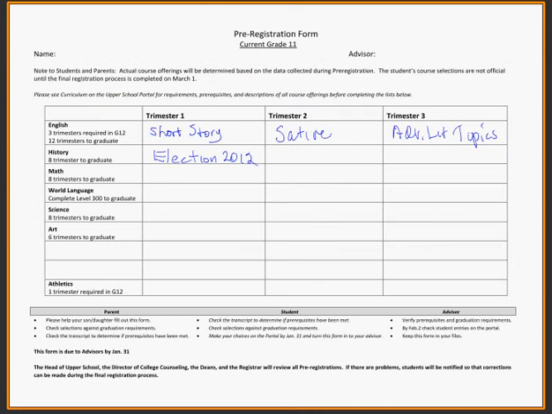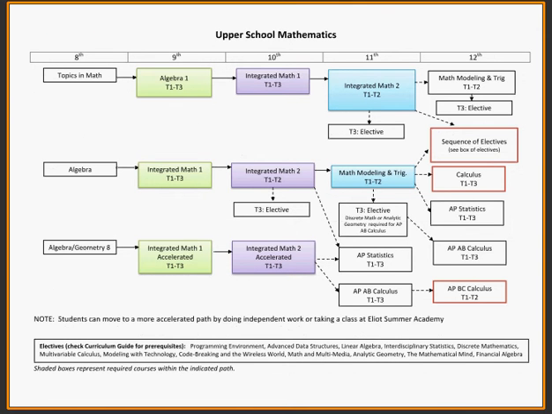Okay, so back to our pre-registration form. Here you can see that this student has selected to take Election 2012 in trimester 1. Okay, moving forward to our math curriculum, you'll notice here that we've fleshed this out a little bit on the left-hand side so you can see the progression from 8th grade forward, and that's largely for our lowerclassmen. But as you look at this again, you're focused on that right-hand column for grade 12.